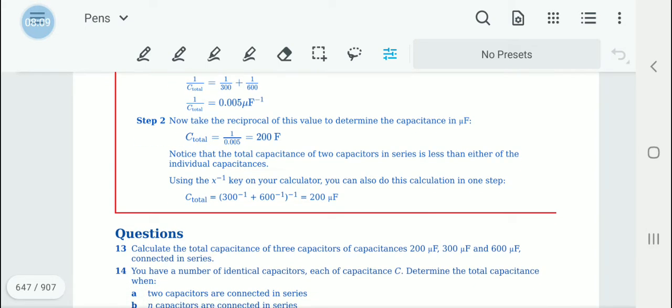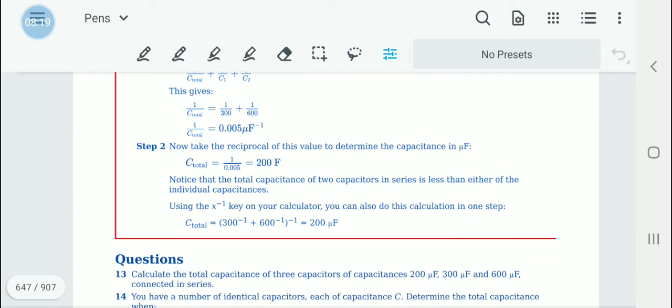So the total capacitance of the two capacitors in series would be less than either of the individual capacitances. So that is another realization that you need to have. Earlier they had capacitances of 300 and 600, but now it has a capacitance of 200 microfarads, right? So once again they have made a mistake. Like I said, here instead of microfarads they have included farads, so that is wrong. That's a printing mistake.